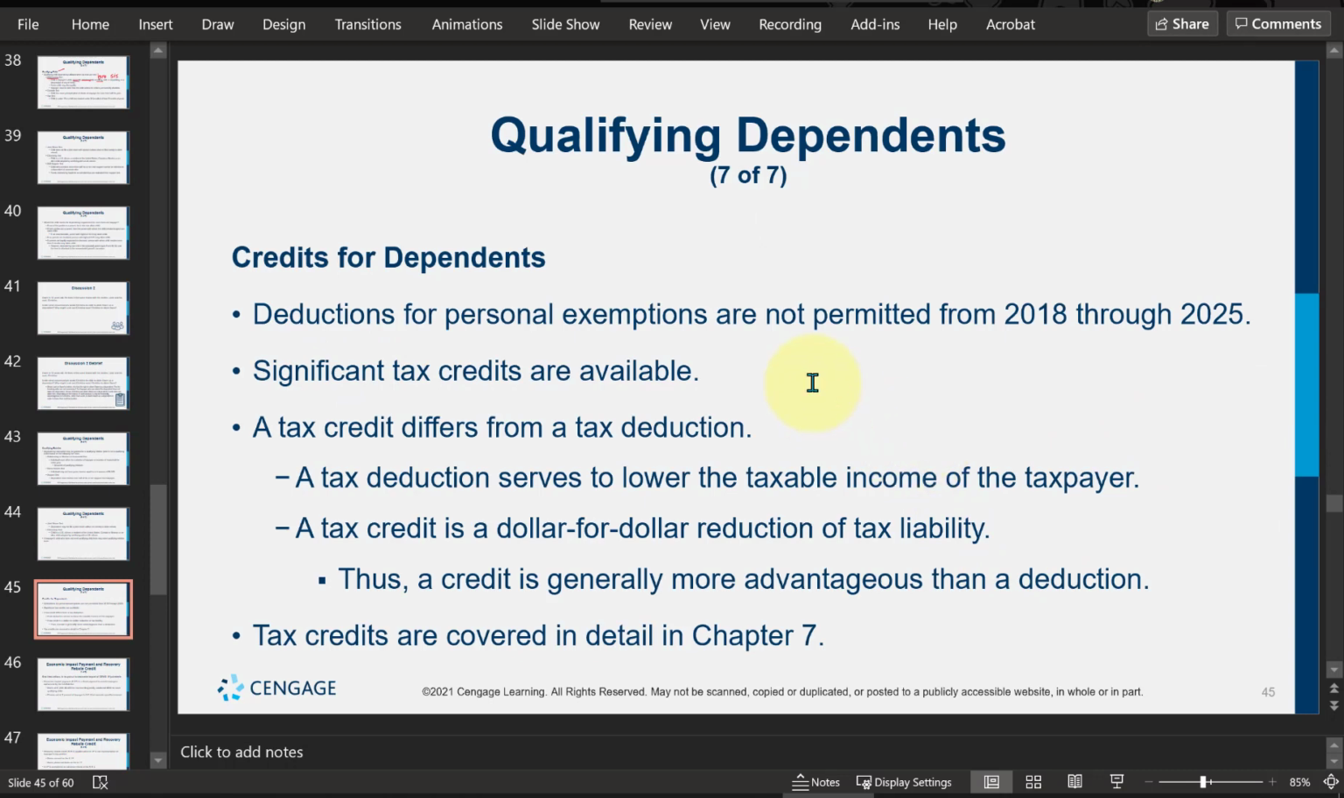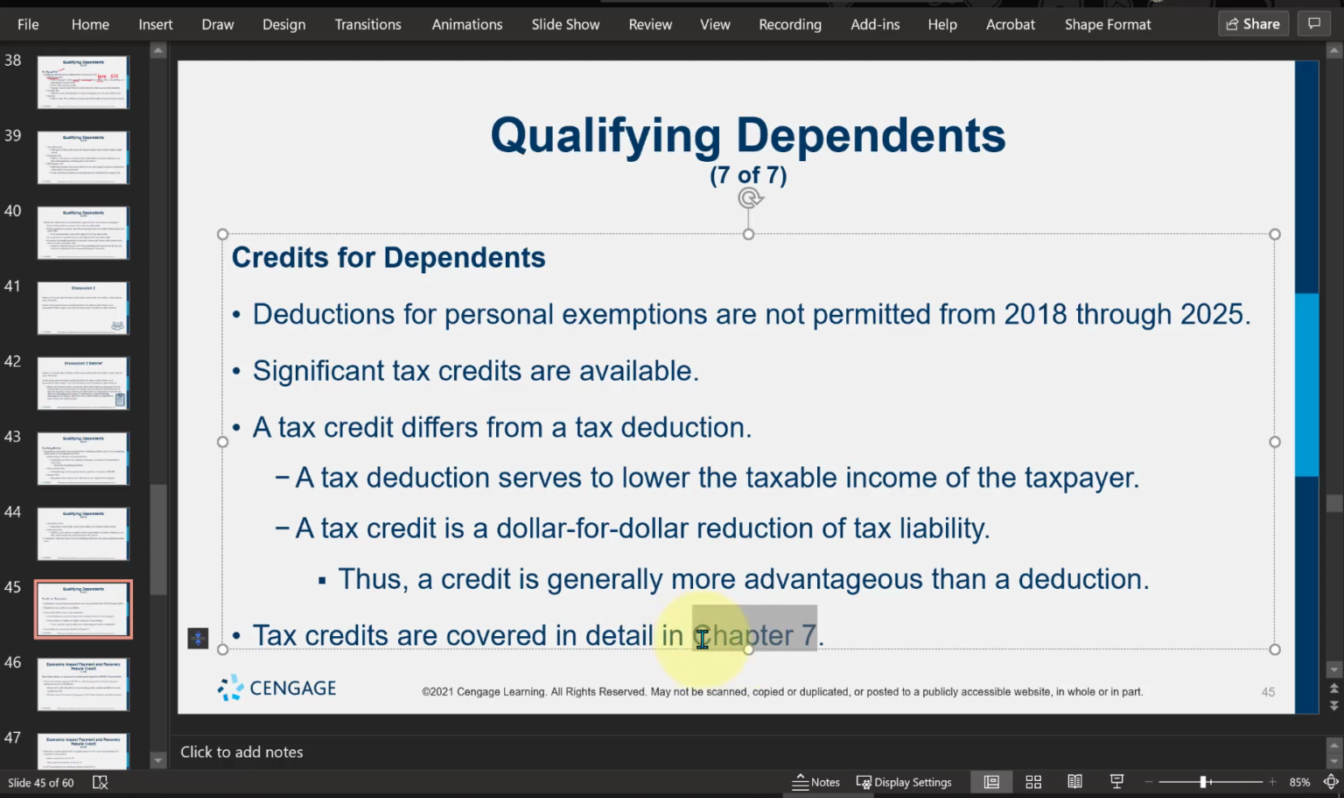So the more dependents you claim, the more tax credits you'll be able to claim. Again, there are two types of credits, one for qualifying child, which is better than the qualifying relative. And there are some limitations, some adjustments, that we'll learn about for those credits when we cover Chapter 7 later on in the semester.